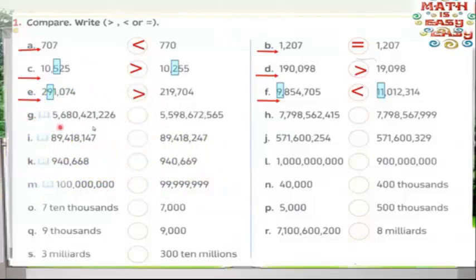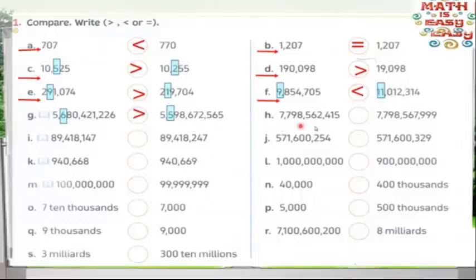Here we have 4 periods, 5 in the millions place, and here we have 4 periods too. We have 6 in the hundred millions place. Next place, we have 5. Is 6 more than or less than 5? 6 is more than 5, so the first number is bigger than the second number.